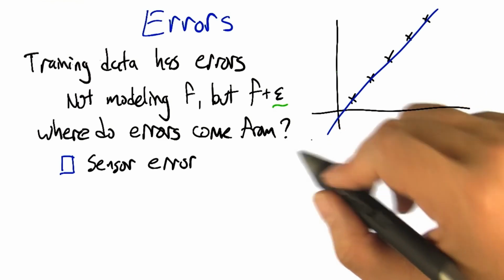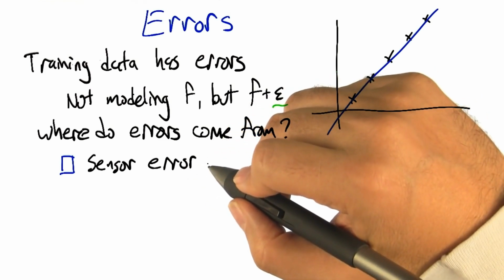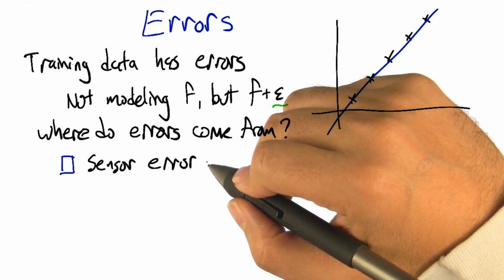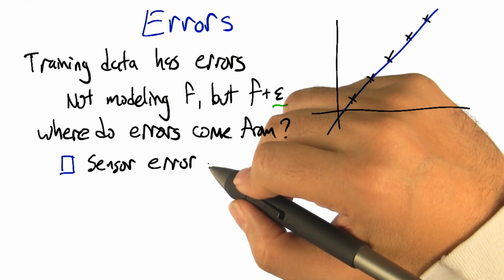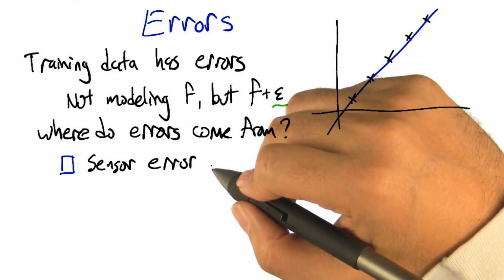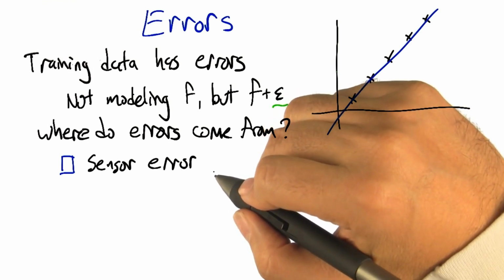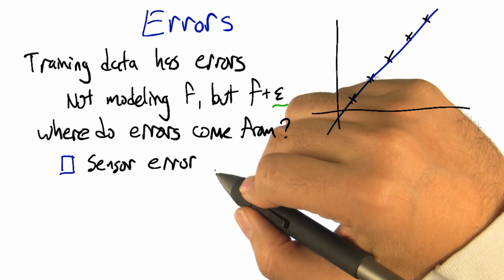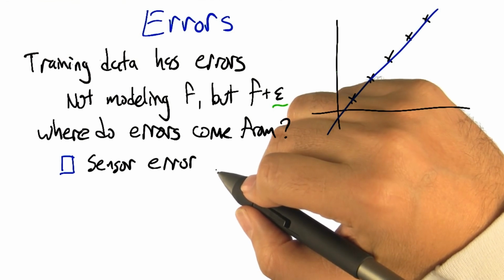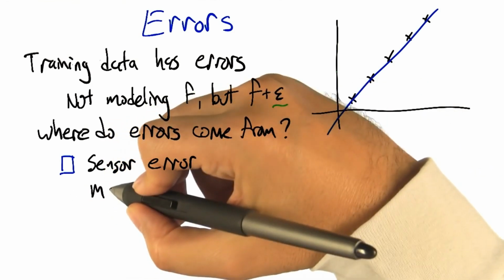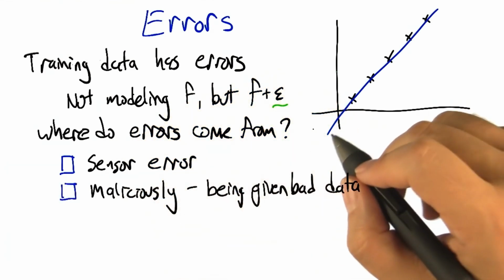I mean, I guess in this case you're imagining that the data came by actually measuring something with the machine. So that makes a lot of sense. What other ways can we put together the data? I don't know. I could think of a bunch. I mean, the errors could come maliciously. There could be something out there that is trying to give us bad data. All right, that seems like a possibility.